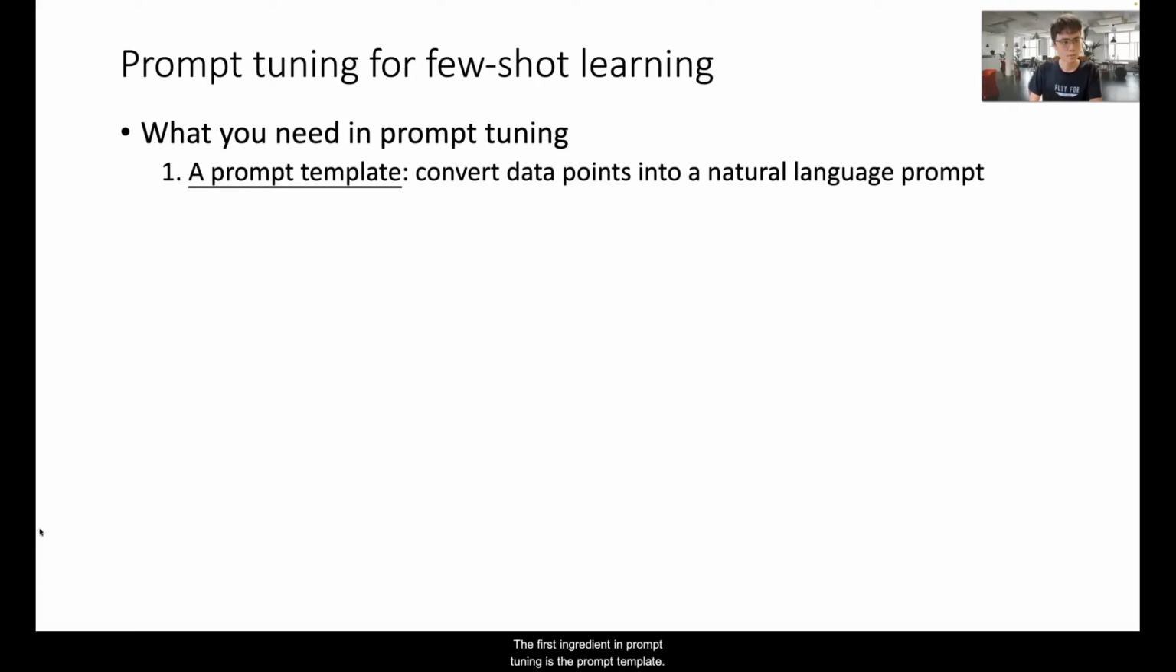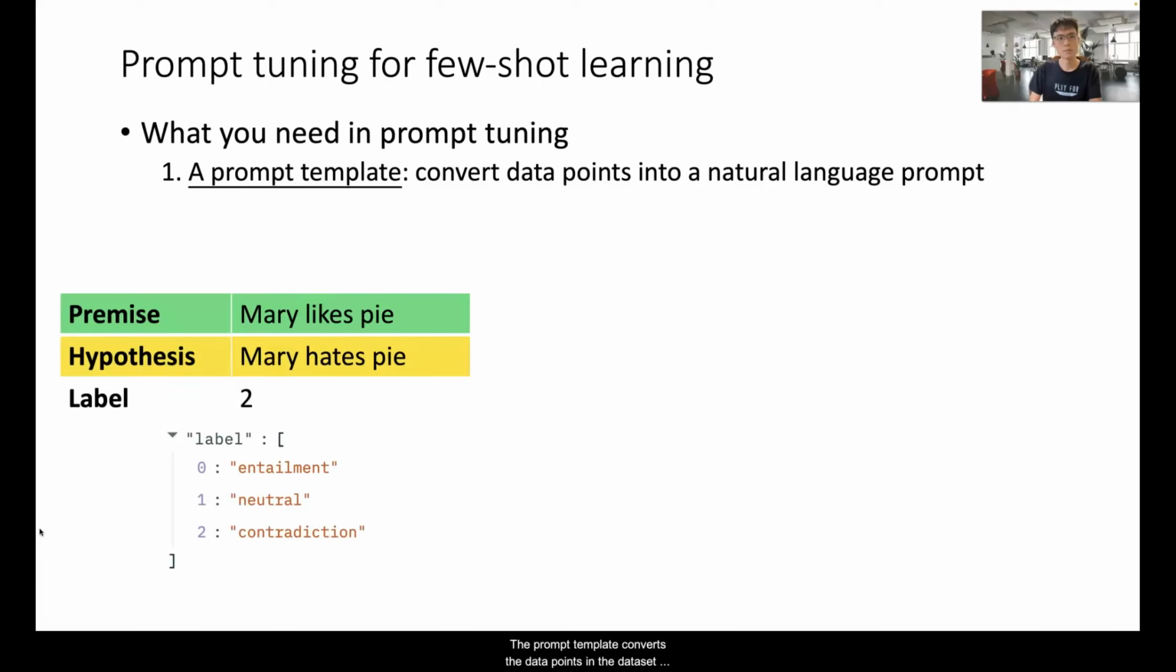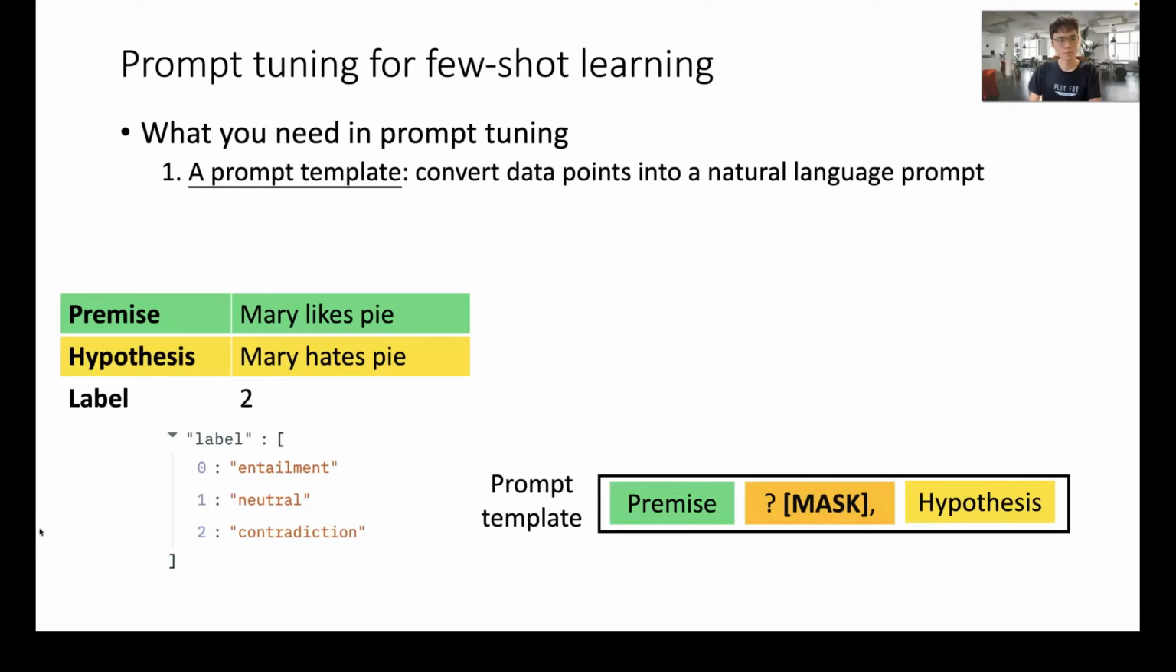The first ingredient in prompt tuning is the prompt template. The prompt template converts the data point in the dataset into a natural language prompt. The prompt template defines how to combine the features in the dataset into a natural language sentence, and the prompt template will have a mask token for the pre-trained language model to fill in.